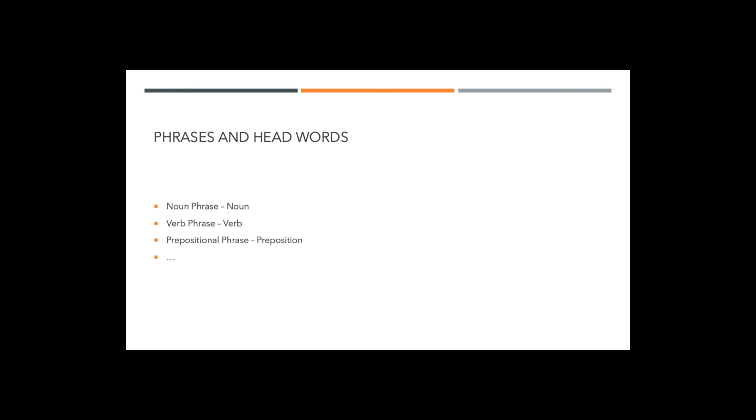Okay, simple enough, but how do we know what sort of phrase we have? All we have to do is look at the key word in the phrase. We call that word the head word. So, the head word of a noun phrase is always a noun. The head word of a verb phrase is a verb. The head word of a prepositional phrase is a preposition, and so on. Whatever else happens, the phrase will contain the head word, and it may contain only the head word.